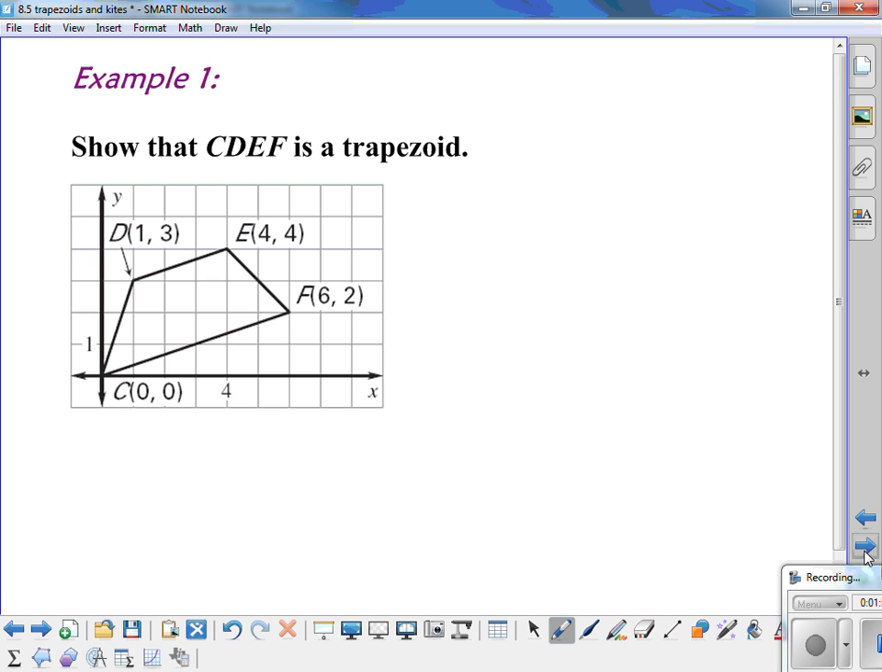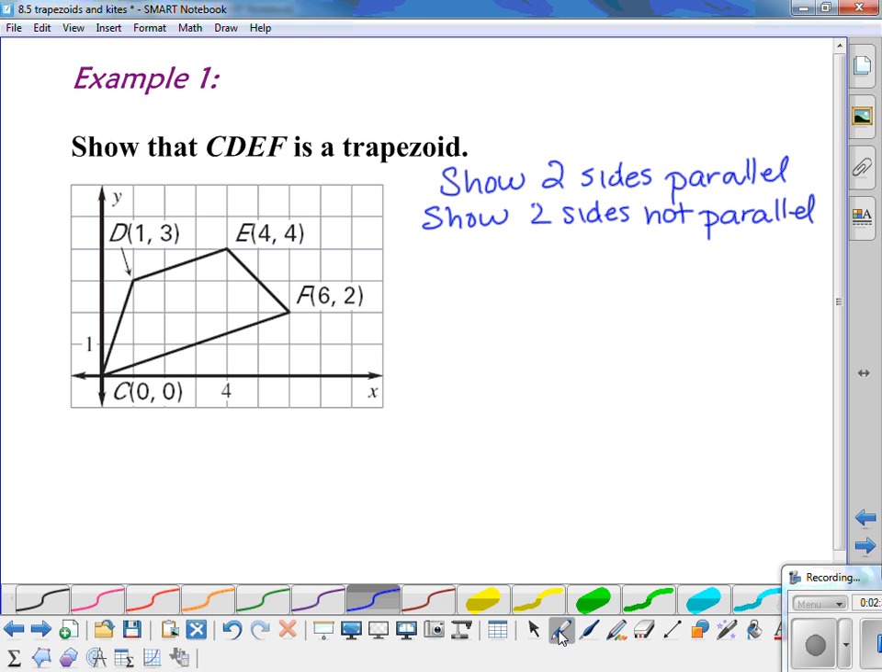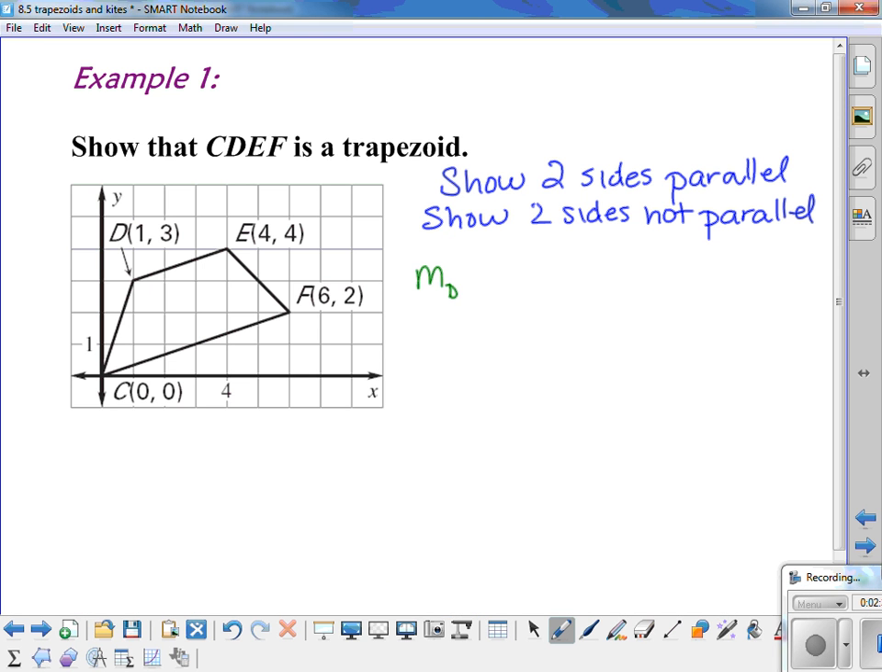Alright, so for example 1, we are going to show that CDEF is a trapezoid. So in order to do that, I need to show that I have two sides that are parallel, and I have to show that I have two sides that are not parallel. The easiest way to tell whether or not lines on a graph are parallel is to look at their slopes. So first I would look at the slope of DE and the slope of CF.